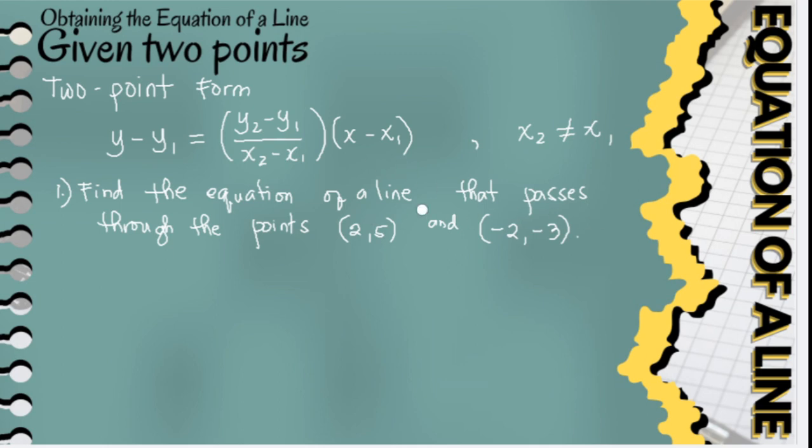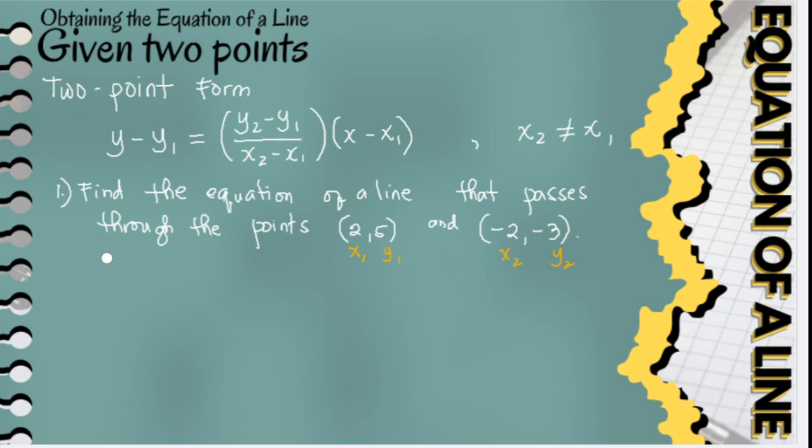So kahit alin naman dito pwede natin gamitin. Pwedeng ito yung x sub 1, pwedeng ito yung y sub 2. So anong gagawin? Parang hindi tayo nalilito, yung unang value, yun yung gamitin natin as x sub 1 and y sub 1, di ba? Then sa kabila, ito yung ating x sub 2 and y sub 2. And then we are going to plug in these values into our formula.